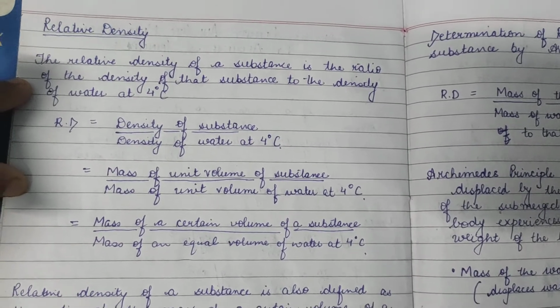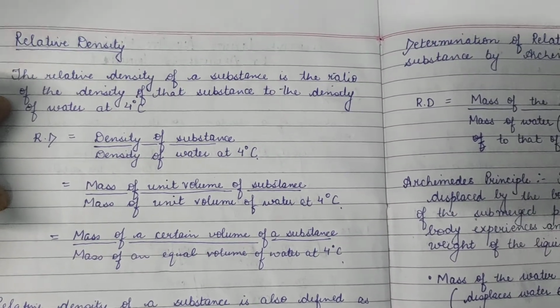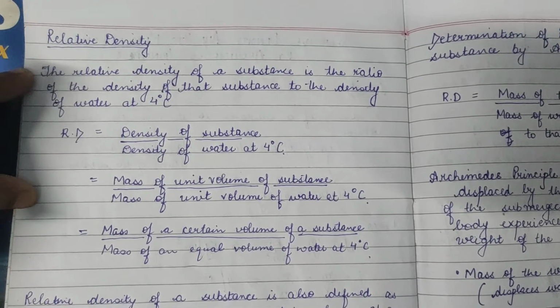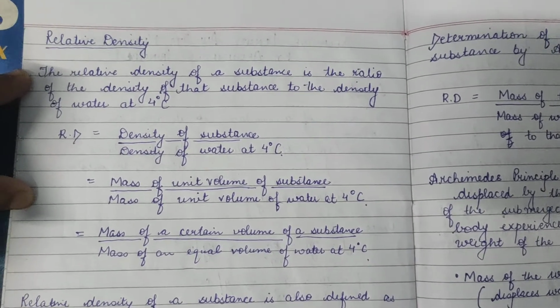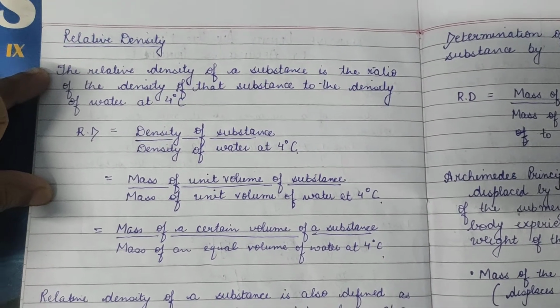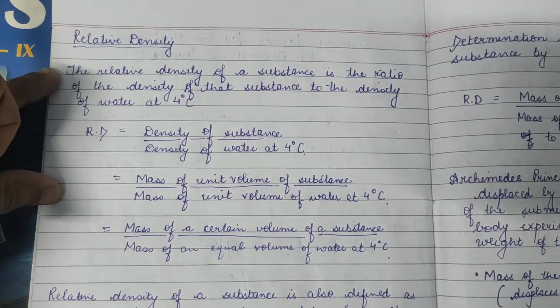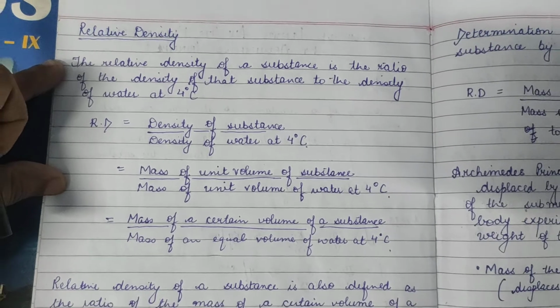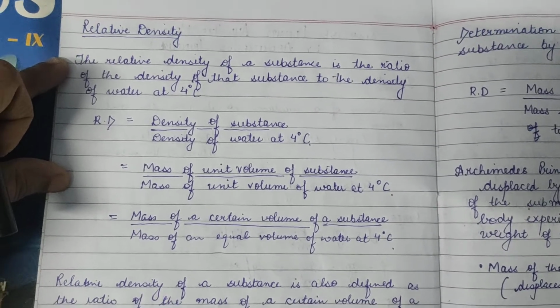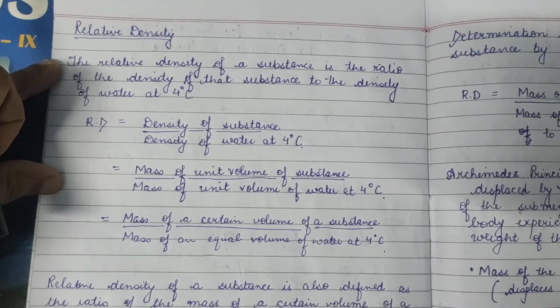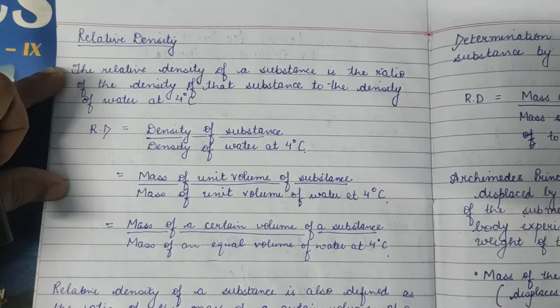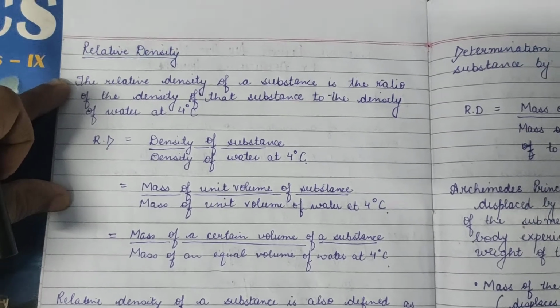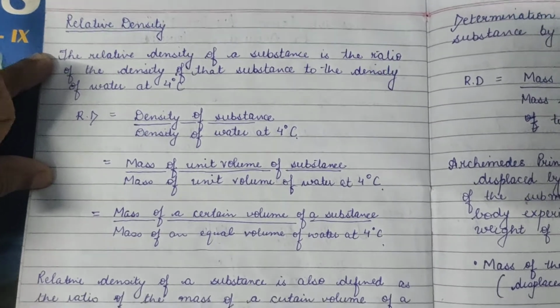Good morning, students. The topic which we have already discussed in our class is relative density. What do you mean by relative density? Actually, it is the ratio of the density of the substance to the density of water at 4 degrees Celsius. Why do we mention 4 degrees Celsius here? Because water has an anomalous behavior that we will discuss by doing Hope's experiment in the chapter on heat.